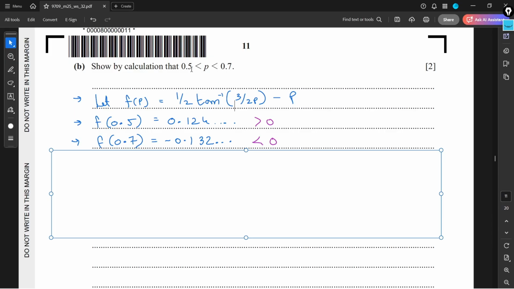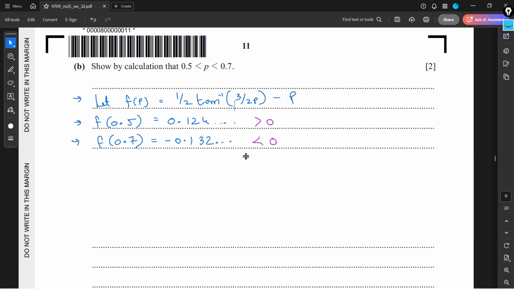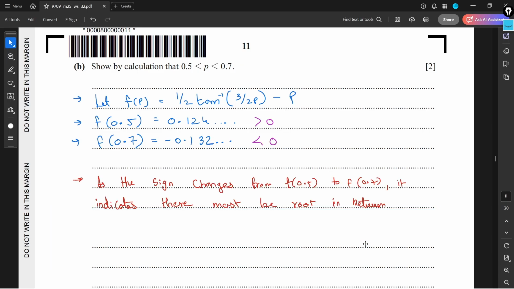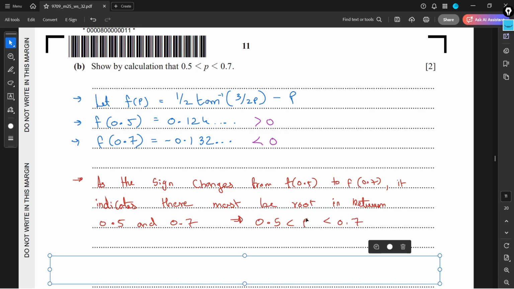And then if I put the value of p as 0.5, I got a positive value. If I put a value of 0.7 as p, I got a negative value. Now, because there is a change in sign, I'm going to have the final conclusion that the value of p must lie in between 0.5 and 0.7. You can pause the video and read how I have written down the conclusion. You can write it similarly in your own words.